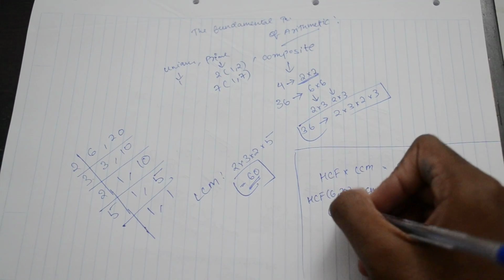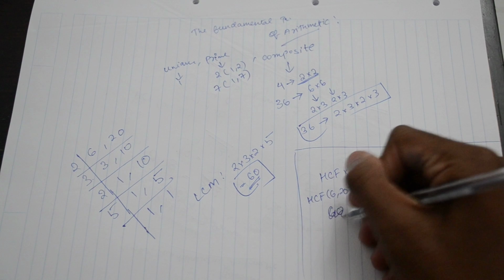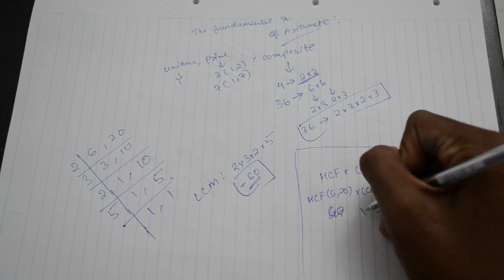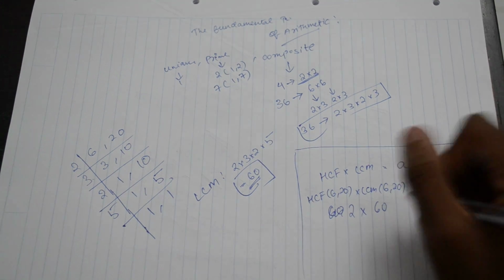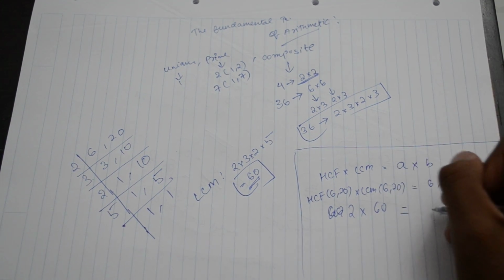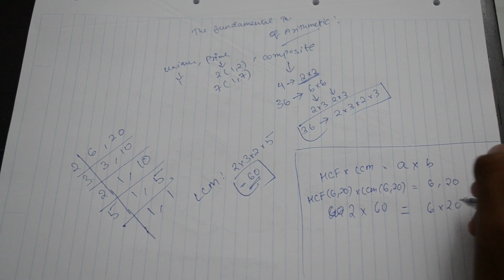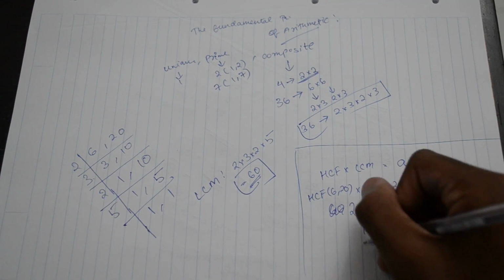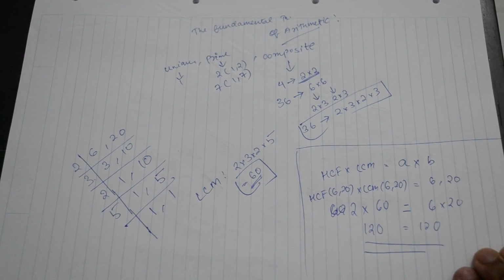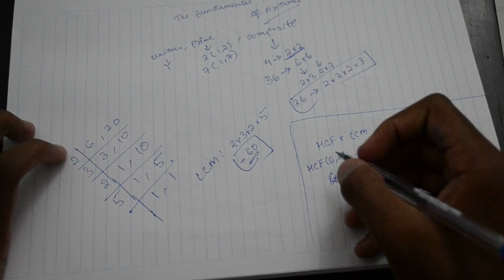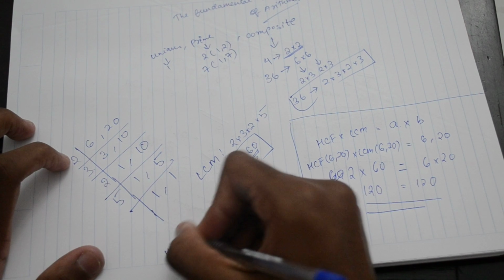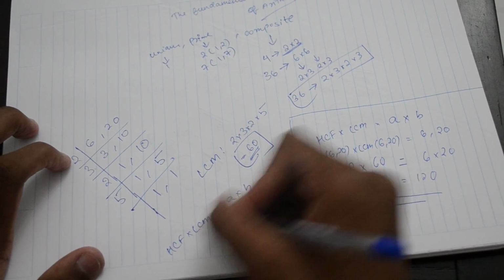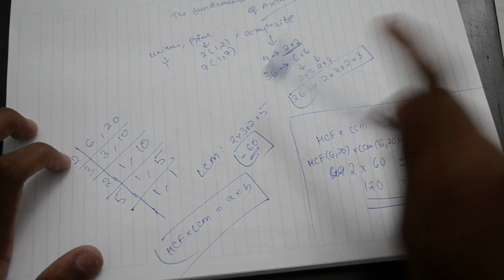The LCM of the numbers is 60, and the HCF, which we would get as 2, so 2 into 60 would be equal to one of the numbers into the other of the numbers. Both give us 120. 120 is equal to 120. This is a very important concept. I'll repeat it again. The HCF and LCM of a pair of numbers multiplied would be equal to the product of both of those numbers. It's very important. You will need it for the majority of the questions in this chapter.